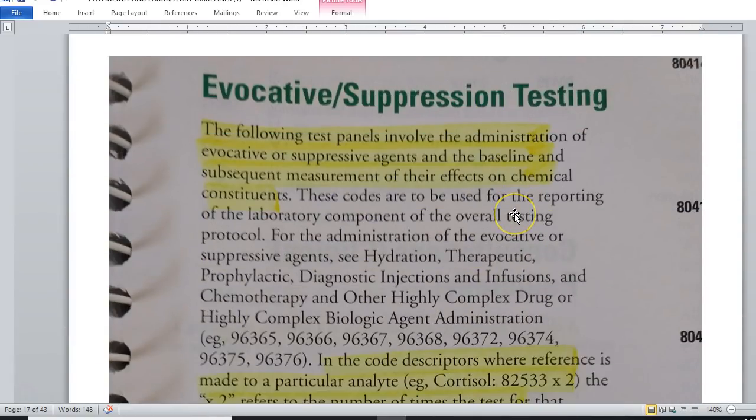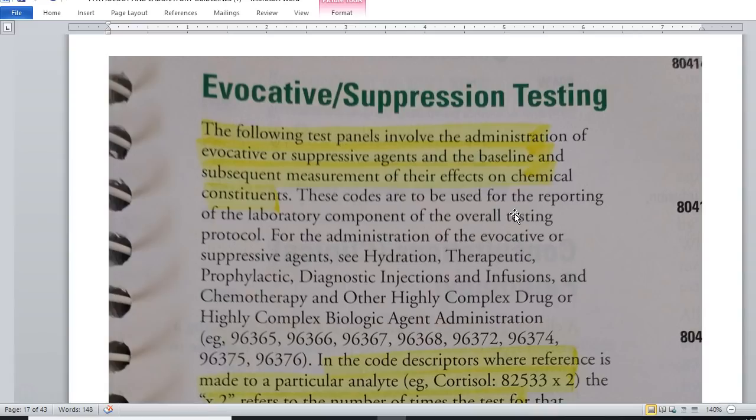Now the next set of codes is the evocative suppression testing, and you can look these up under evocative suppression testing. They tell us the following test panels involve the administration of evocative or suppressive agents and the baseline and subsequent measures of their effects on chemical constituents. So what they do is they have the person come in and then they take a baseline blood test. So they take their blood and they run it. Then they give them an agent. Now, when you look at them, they are all different types of hormones. So we want to either evoke or suppress what's going on in the body.